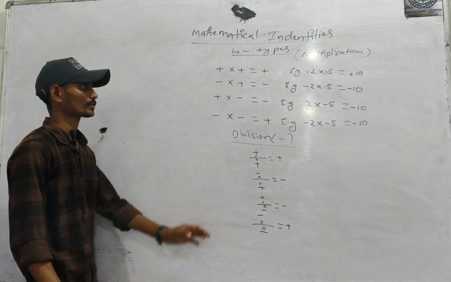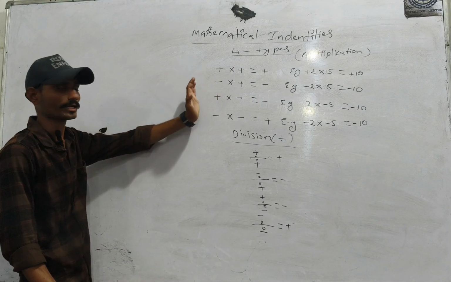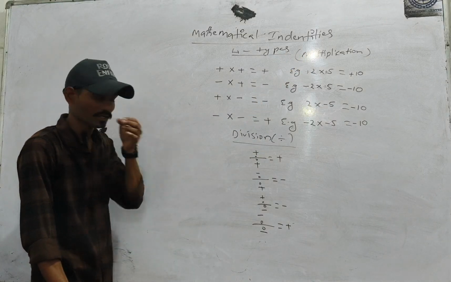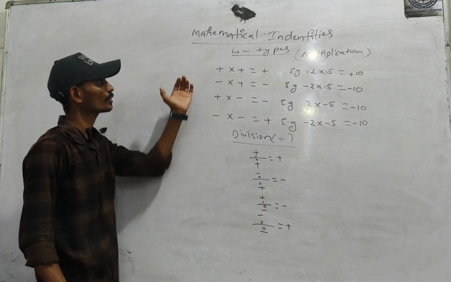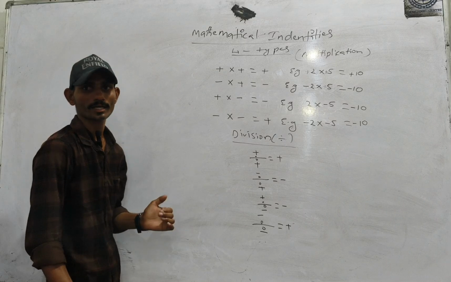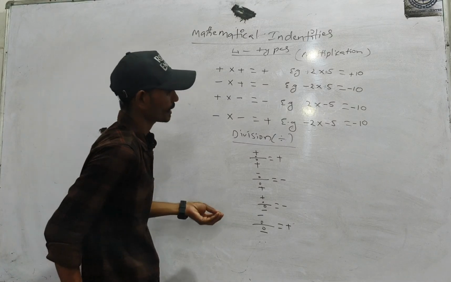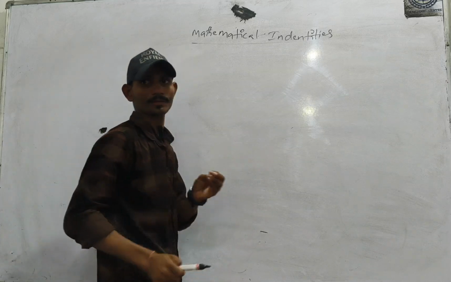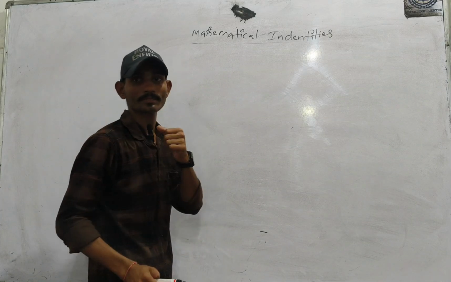Okay, don't confuse: whatever mathematical identities we use in multiplication, those same rules are also applicable in division. These four concepts are mathematical identities. So again, mathematical identities, I give one brief introduction about this concept.